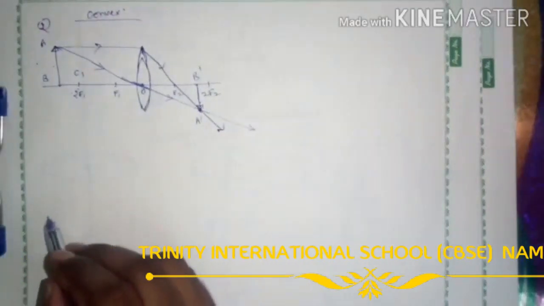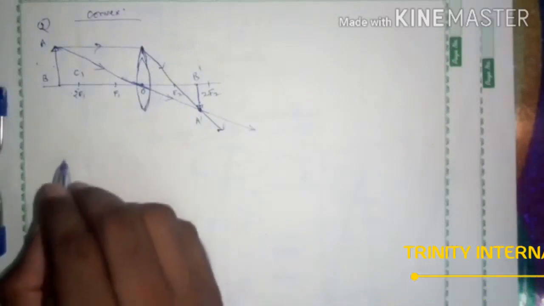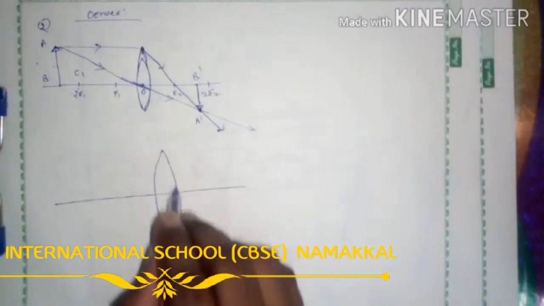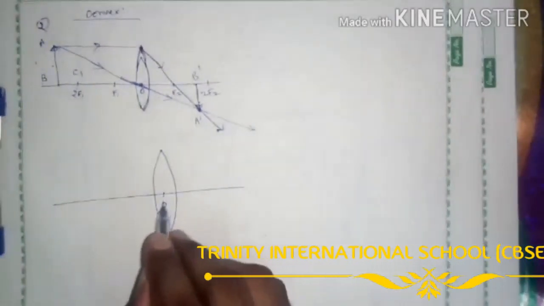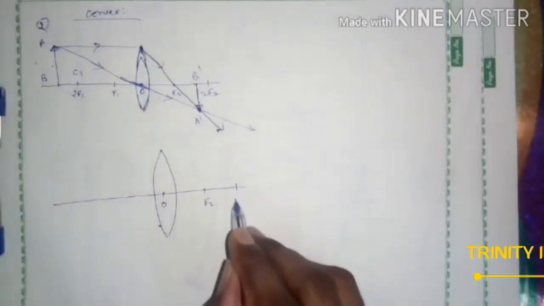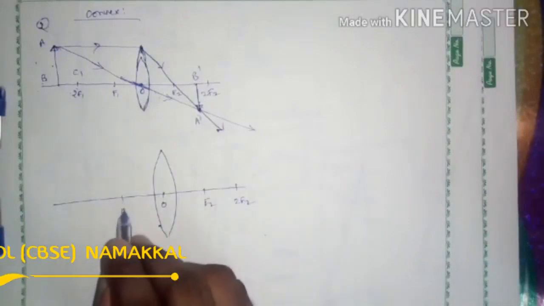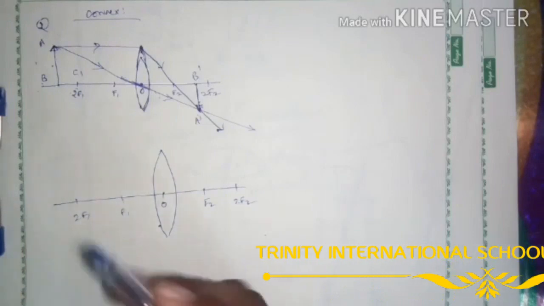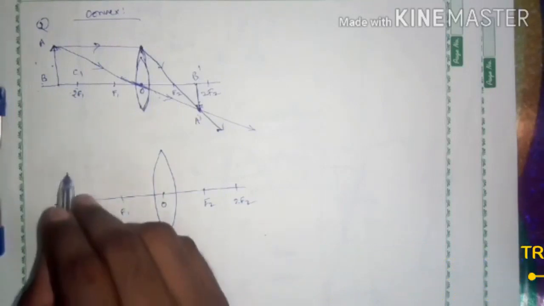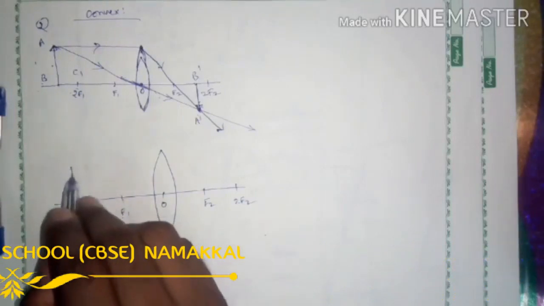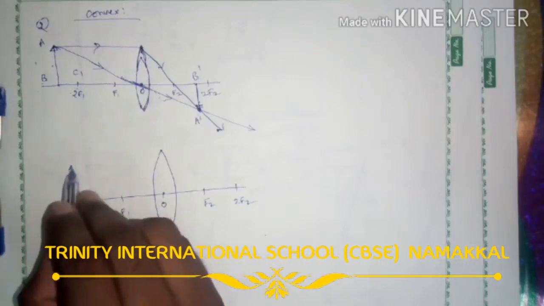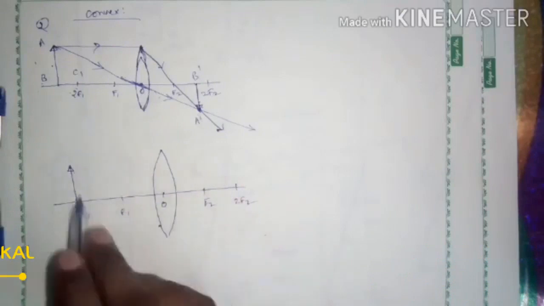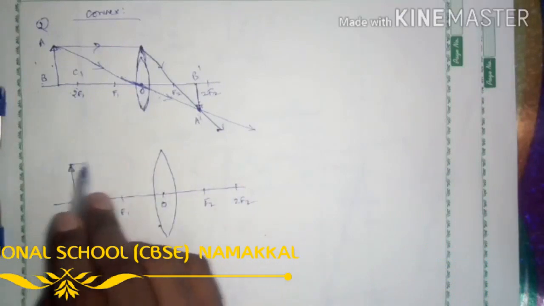The same, if you take the second category, if you draw like this. Okay, this is O, f2 and 2f2, and this is f1 and 2f1. Now you take any ray. If you take an object placed at 2f1, in order to find the image, we have to take two rays. First one is the parallel ray.